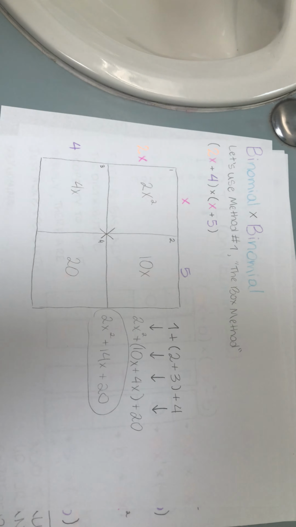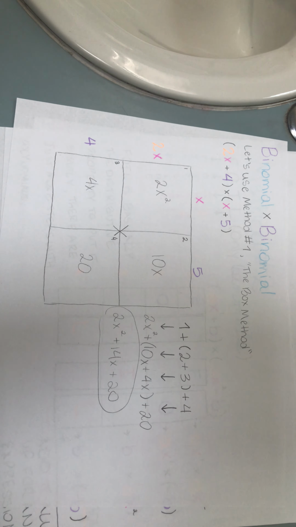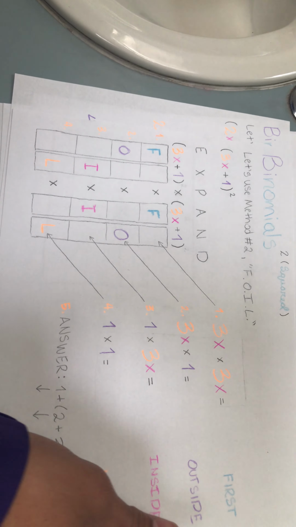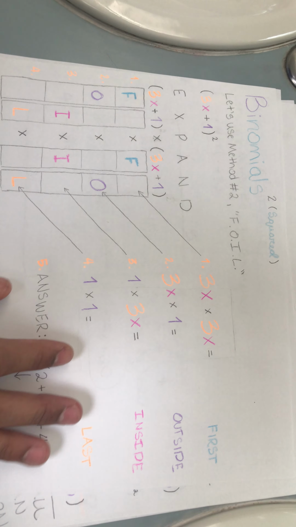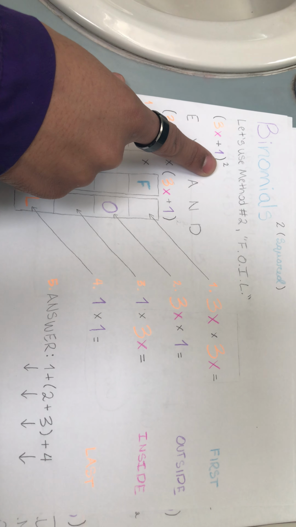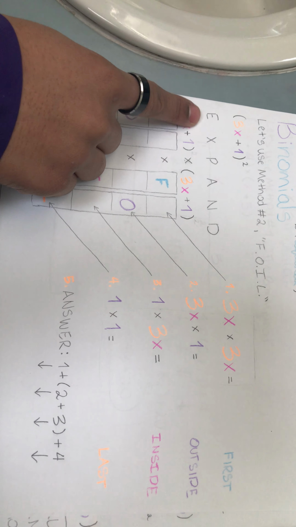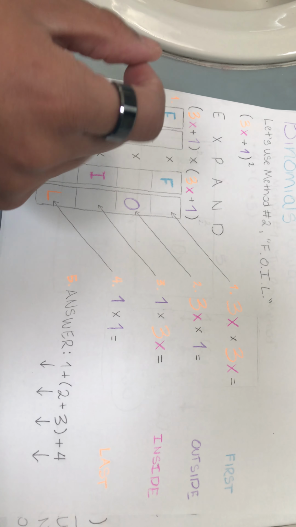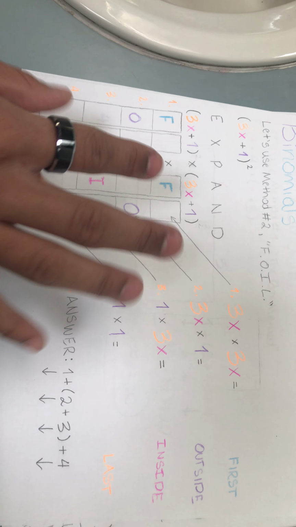That's your solution. Now next, we're going to try a different method. That was binomial times binomial, 2 different binomials. But this time we're going to use FOIL on a binomial square. We're going to use the same binomial and just square it: 3x plus 1 squared. The first step is to expand it. As you can see here, I have 3x plus 1 times 3x plus 1. I spread it out so it's easier to visualize.